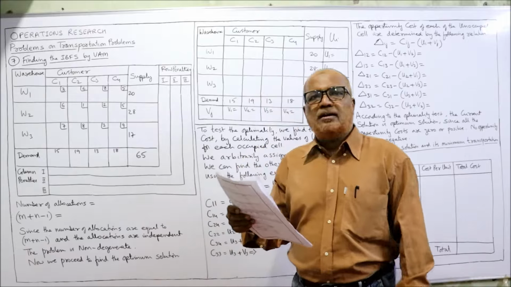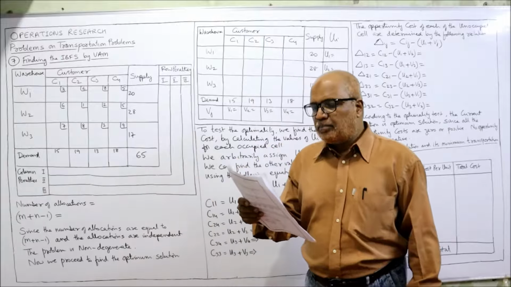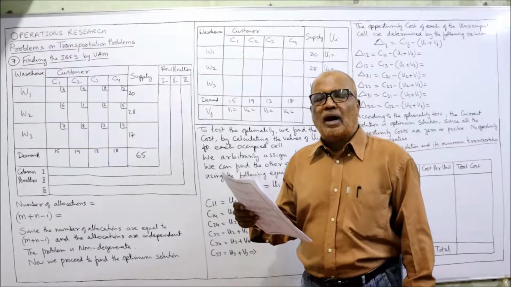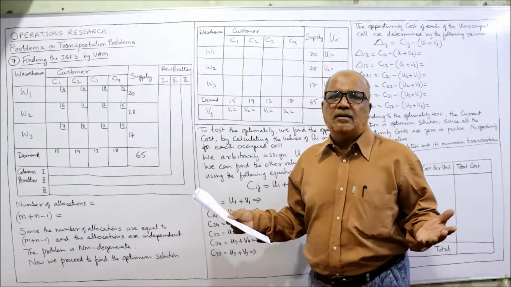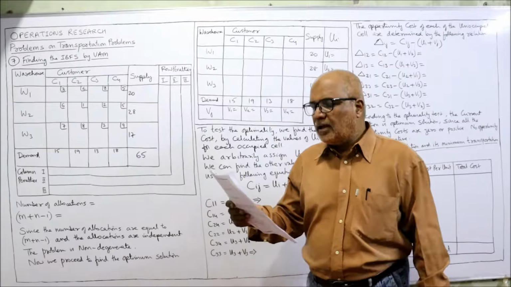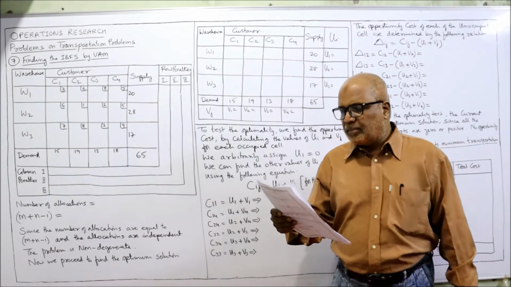And the requirement, the demand at the 4 customers, is 15 plus 19 plus 13 plus 18. If you add up the 4, you will get 65. That means the problem is balanced. The total demand and total supply are equal. Conveniently, the total supply at the warehouses is equal to the total demand from the customers.